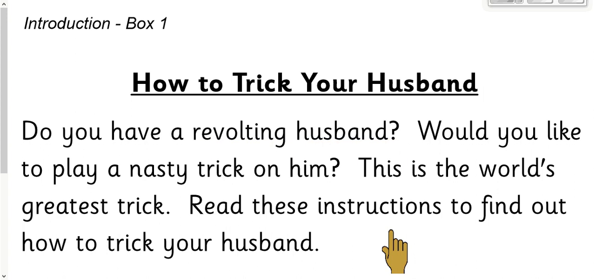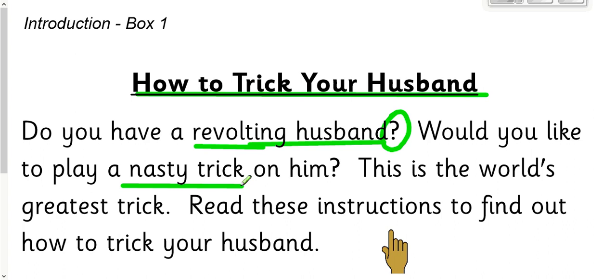Okay, you might have written down that there is a title. That's really important for instructions. You might have written down revolting husband as a noun phrase. Did you notice the question mark? Let's look at the next sentence. Would you like to play a nasty trick on him? We've got another noun phrase here. Did you write down nasty trick? And we've got another question mark here. Did you write that down too?